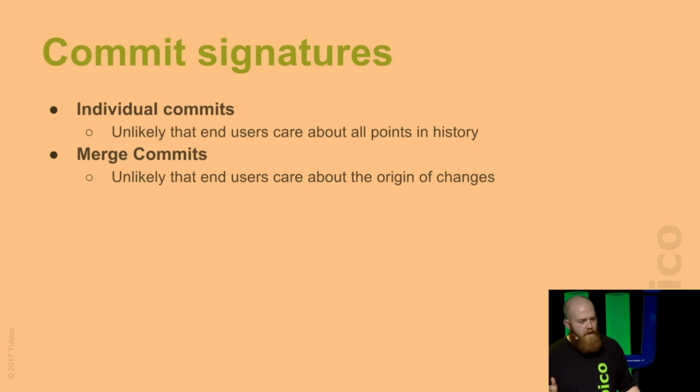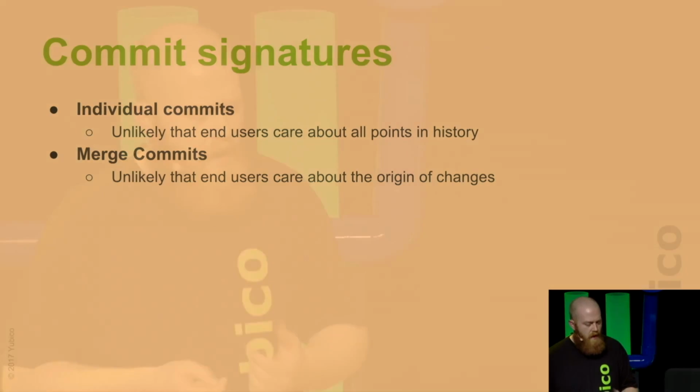So if we start again looking at commit first, individual commits making up the history of the repository are very unlikely to be of interest to the user at every single point in time. It's much more likely that they care about your releases. There are also issues associated with it in terms of just development. If you're signing every individual commit, it gets tedious at some point.